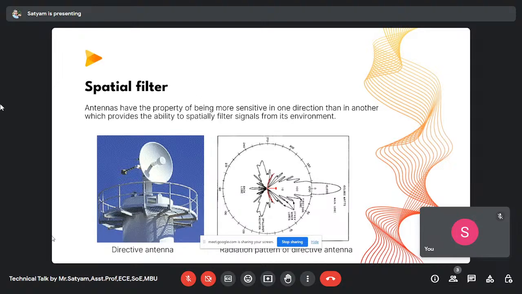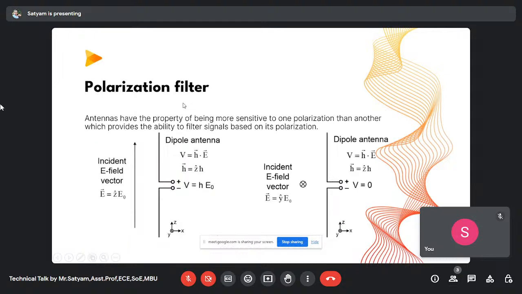Again, it is the same thing. A directional or directive antenna has more gain towards one particular direction, right, and less gain or no gain in all the other directions. So this angle is showing the direction of maximum gain, right? This is the antenna, and it can be moved. Wherever it points, along that direction, the gain will be maximum. So that is what this function is.